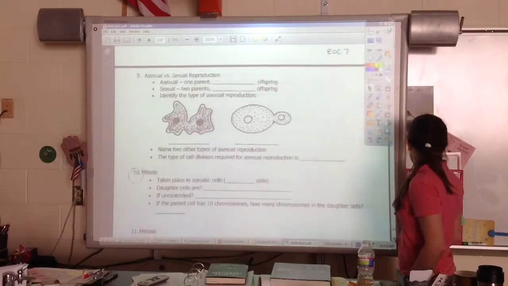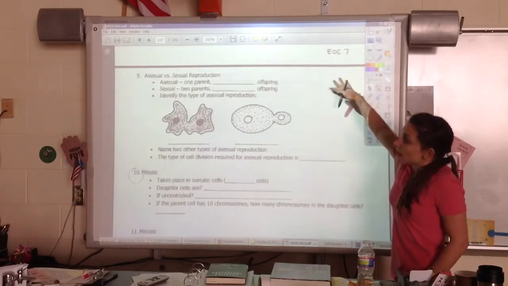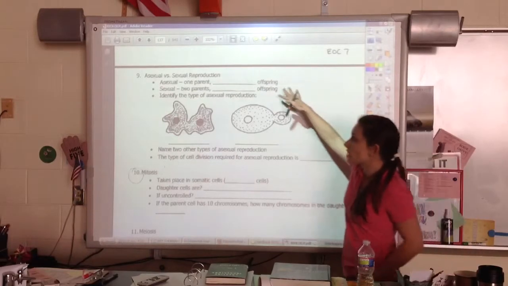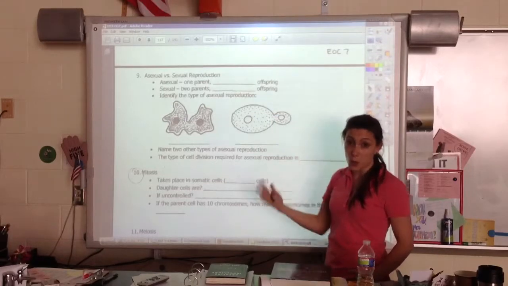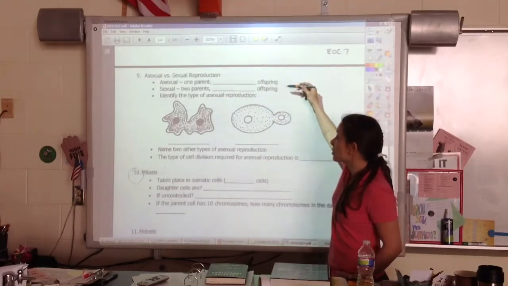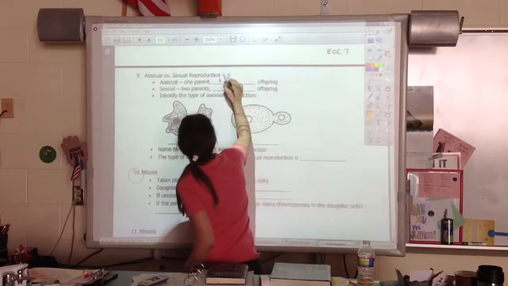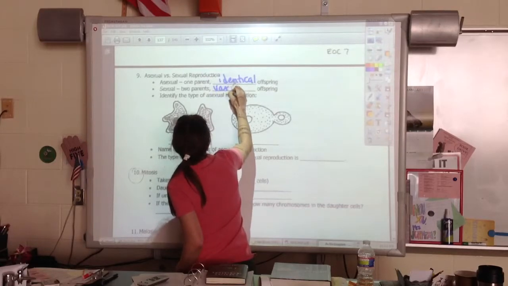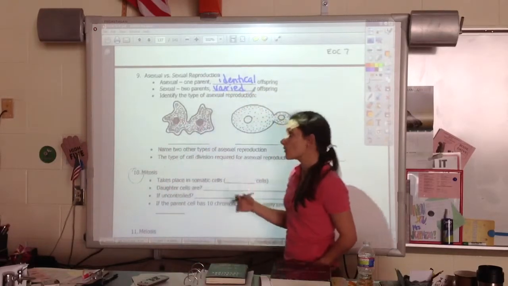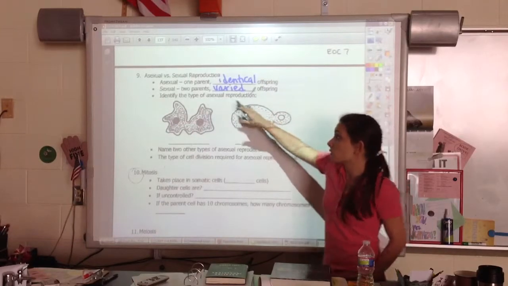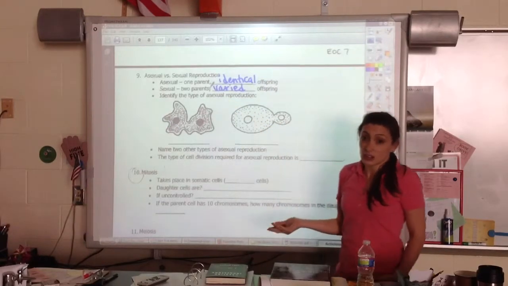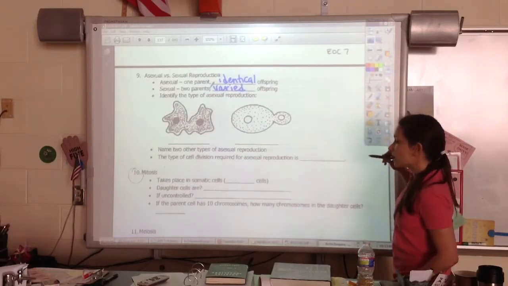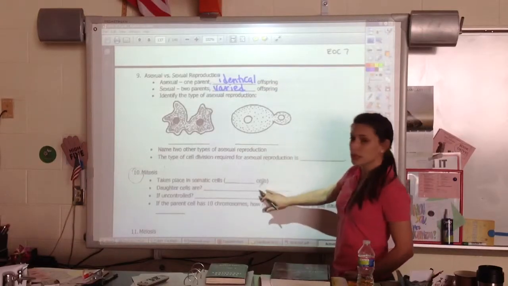Next we have page EOC 8. EOC 8 looks at asexual versus sexual reproduction, and so you're going back to try to remember how organisms make more of themselves. Asexual is where you're making identical offspring. Sexual is where you're making varied or different offspring, because you have two parents giving DNA, and that DNA could join up in a number of ways. Mitosis, you want to go back and identify what mitosis is.